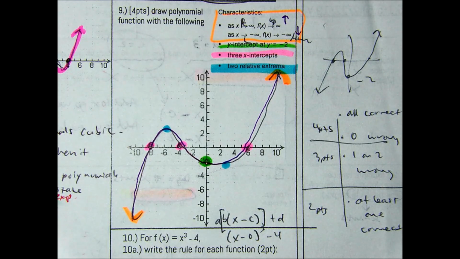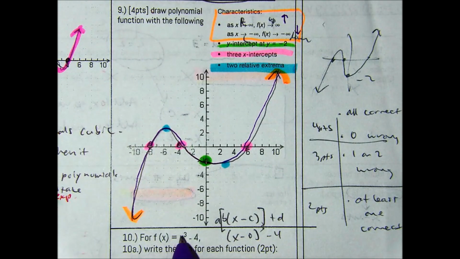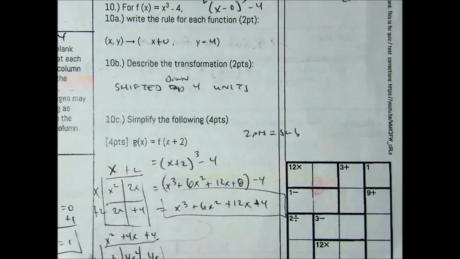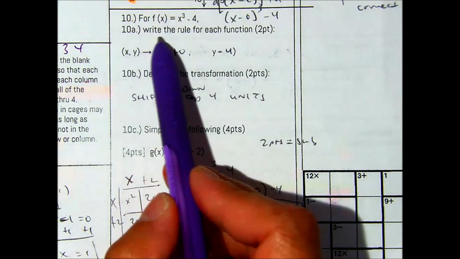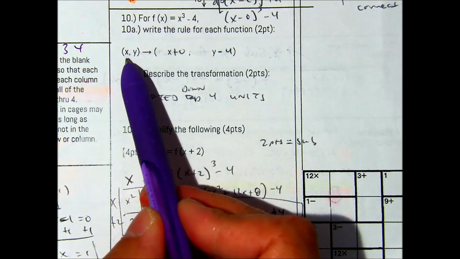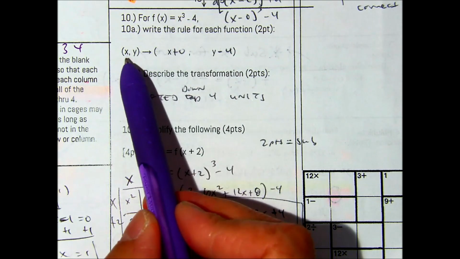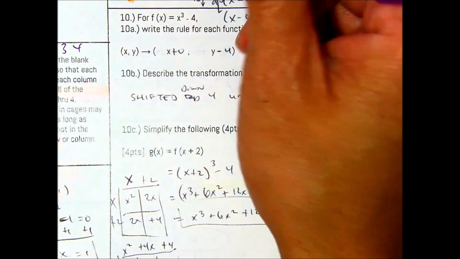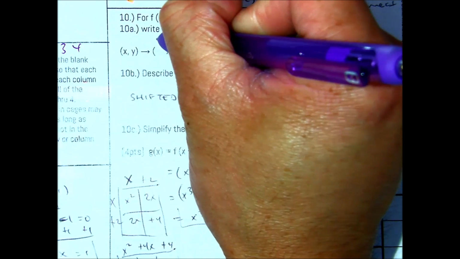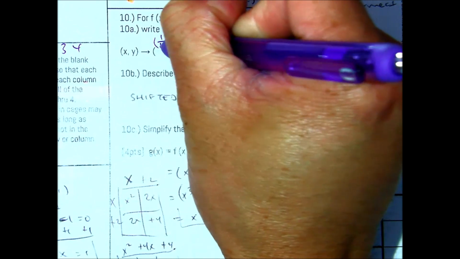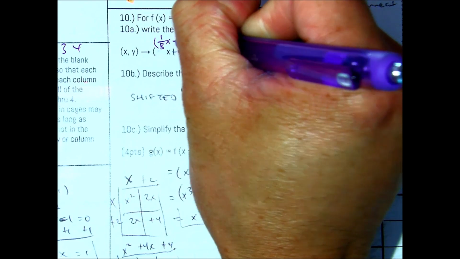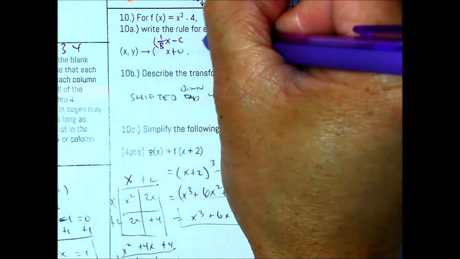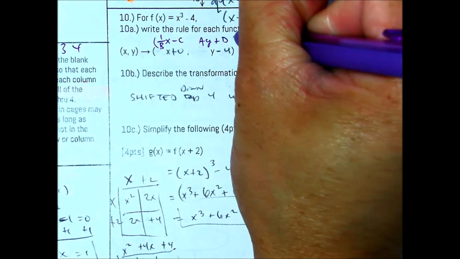All right, question number 10. In question number 10, it says, for f of x equals x cubed minus 4, write the rule for each function. A rule means it applies to the x and y coordinates. And I kind of hopefully gave you a hint as I wrote x, y, and then what happens with the transformation. Remember that the x values are affected by the B's and the C's. And the Y value is affected by the A and the D values.